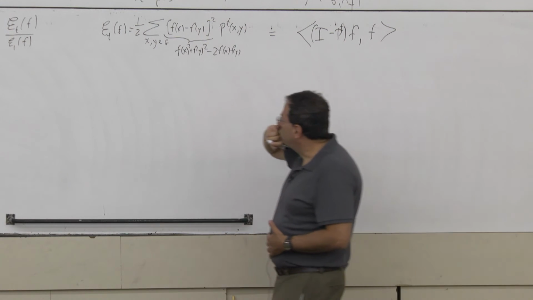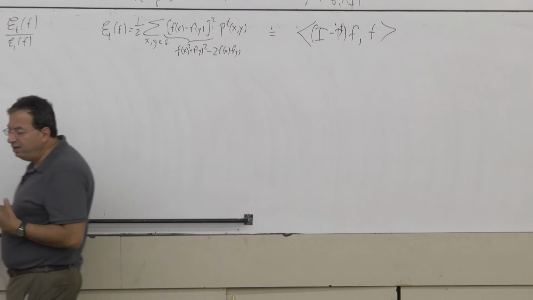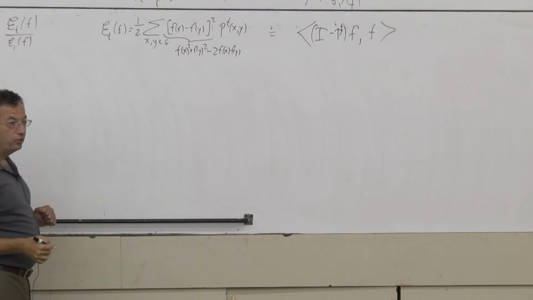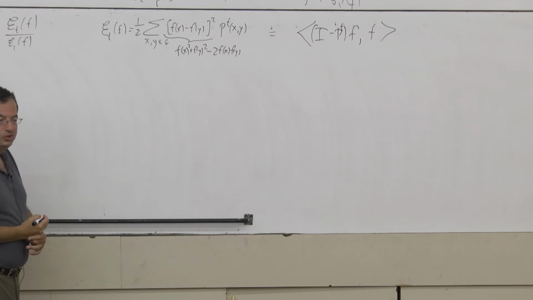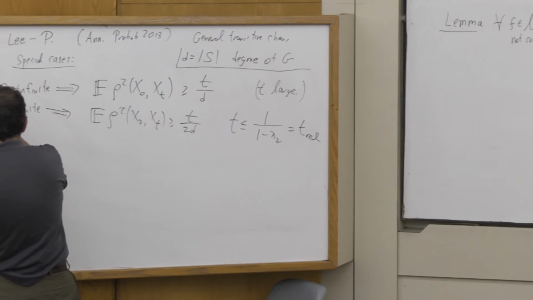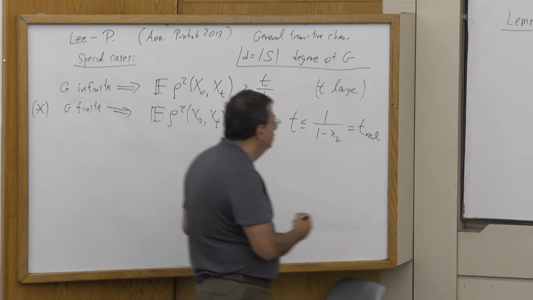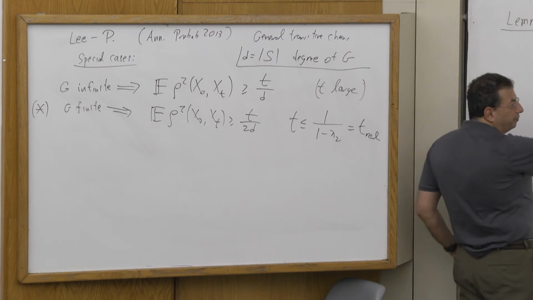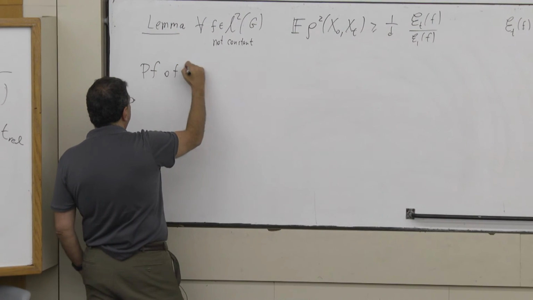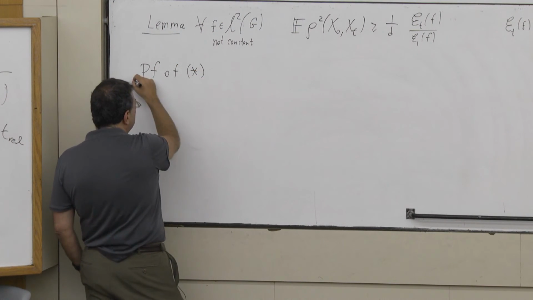So the lemma says any function f you plug in gives you a lower bound on the expected distance squared, and then you have to choose the function. Before proving this lemma to you, I want to show how it's useful. Let's call this finite case star. And before proving the lemma, let's prove star using the lemma.